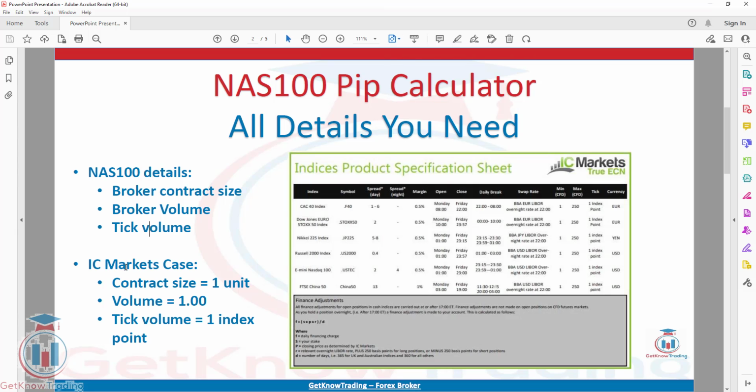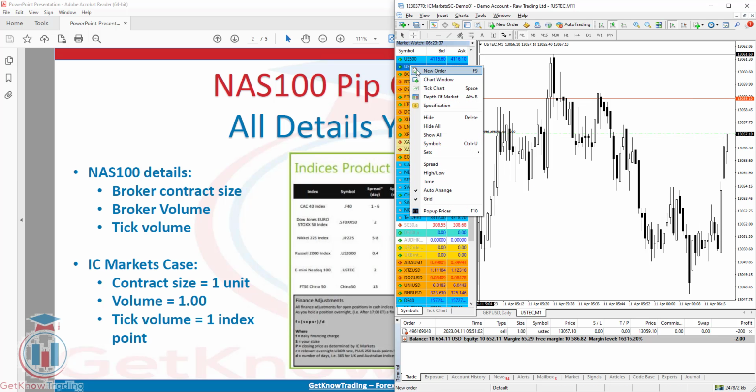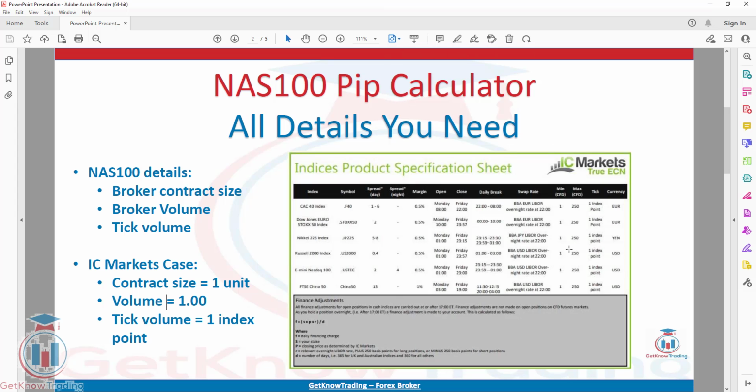Now let's go back here. In case of IC Markets, the contract size is 1 unit. I have shown you this inside the specification sheet for this symbol. Then you have a volume, which is visible here, minimum is 1, and the tick volume is 1 index point, which is also here inside this column.